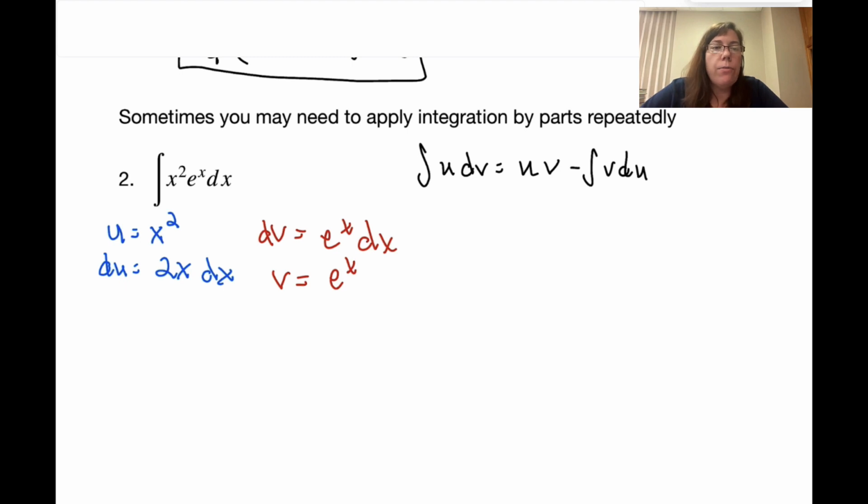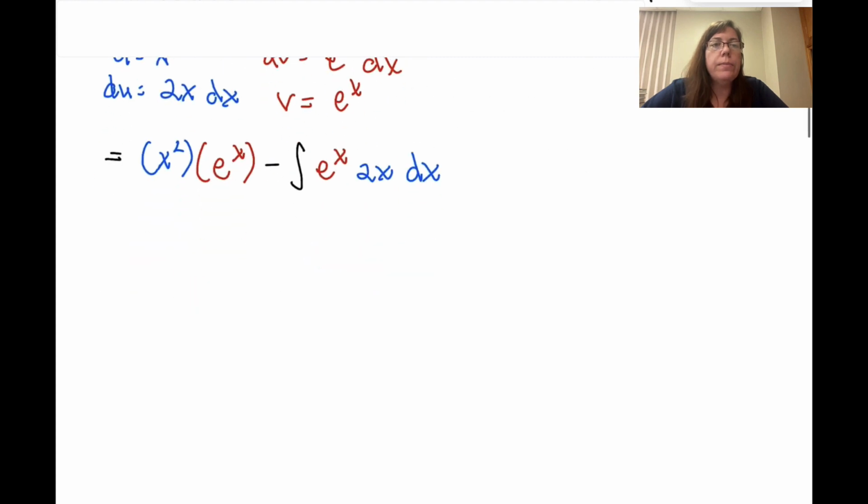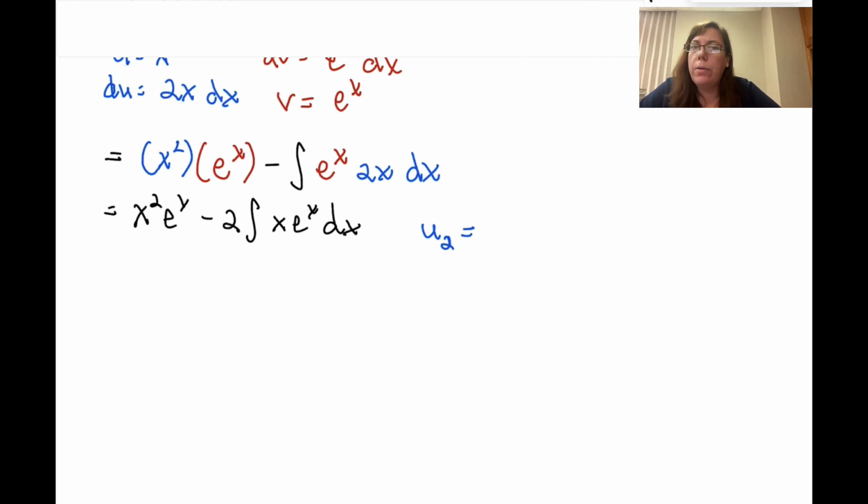So plugging it into our formula, we have x squared times e to the x minus the integral of e to the x times 2x dx. Okay, simplifying that down, making it look a little prettier, I can factor out my 2 from the integral, and I still have x e to the x dx. Oh, that's still a product. So this is an example where we have to find another u. So looking at the x times e to the x, you find your second u, which is again the polynomial, so I'll call it x.